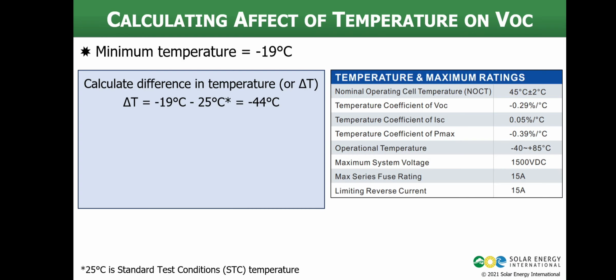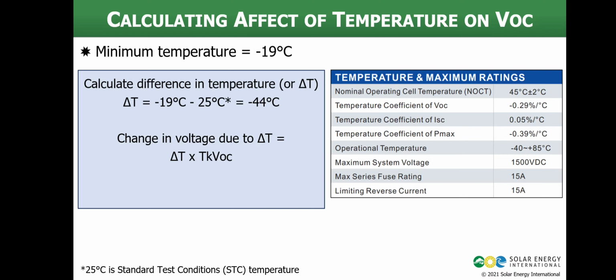Now keep in mind that this is not the temperature, negative 44. This is the difference between 25 degrees C standard test conditions and the minimum temperature on our site. So there's 44 degrees difference between standard test conditions and the minimum temperature on that site. From there, we can calculate how much the voltage is going to change due to this difference in temperature, which is also referred to as the delta T. That's the triangle symbol, delta, and that indicates a change in temperature.